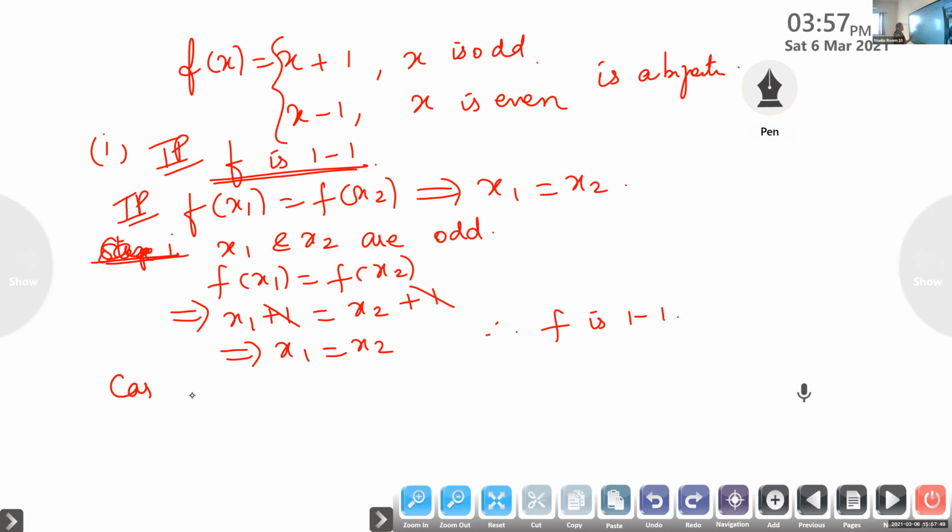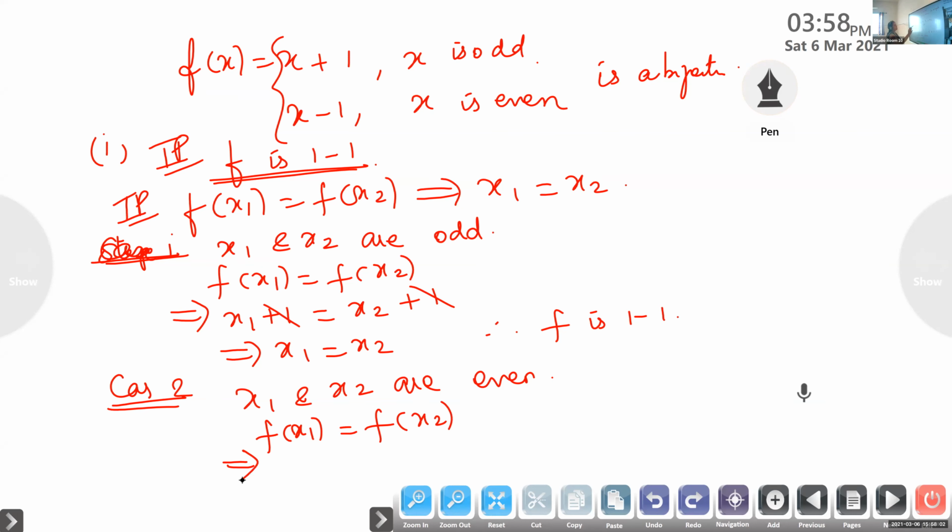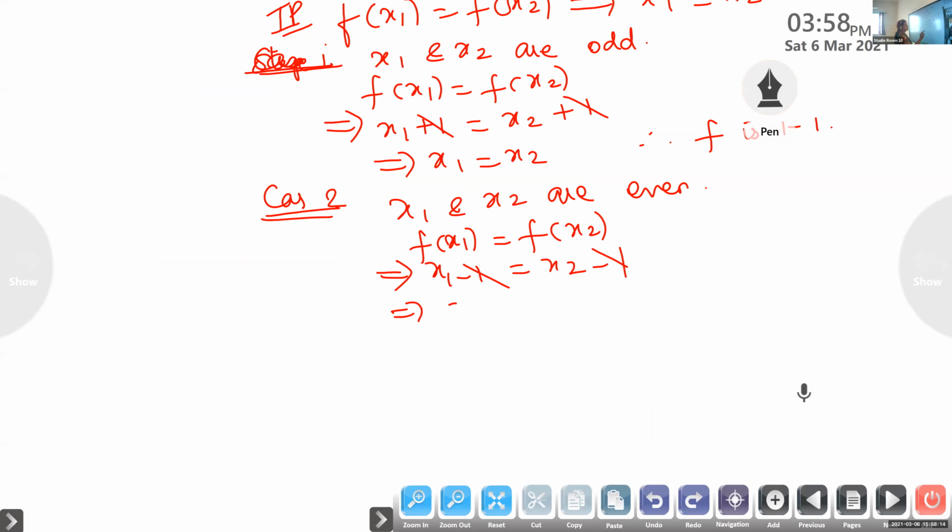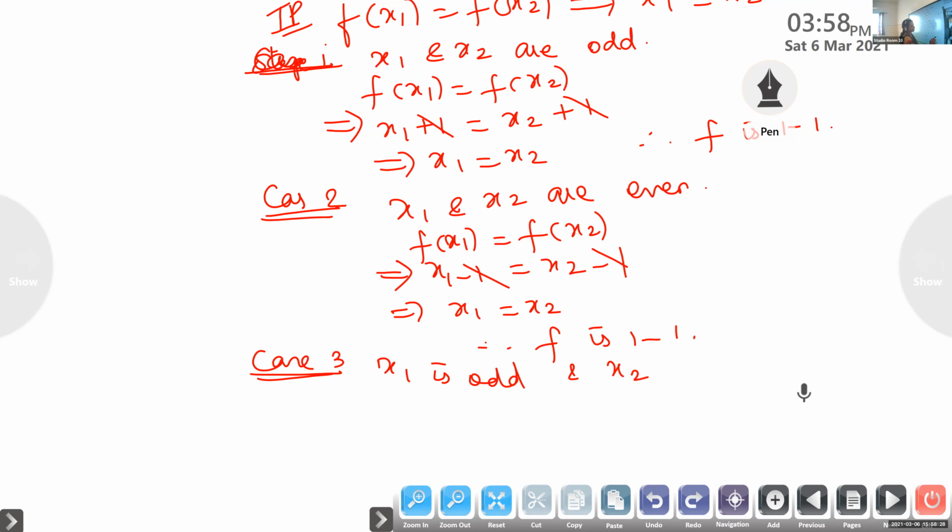Now take case 2: x1 and x2 are both even. Then f of x1 is equal to f of x2 implies, for the even function, x1 minus 1 is equal to x2 minus 1. Minus 1 will get cancelled. Therefore, we will get x1 is equal to x2. So in this case also, f is 1, 1. Now look at case 3: suppose x1 is odd and x2 is even.